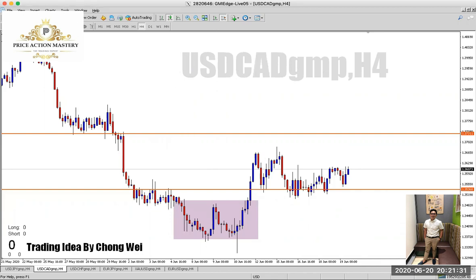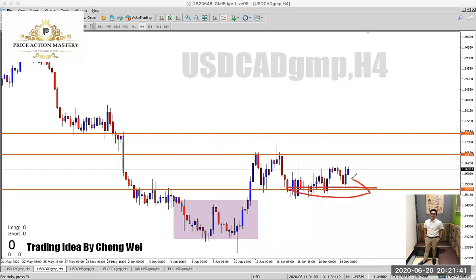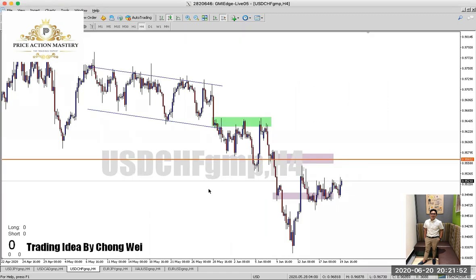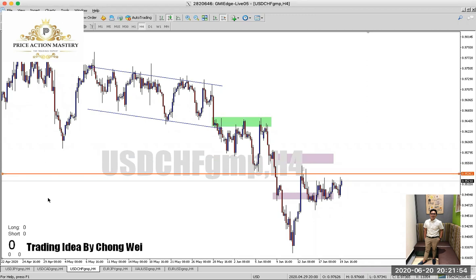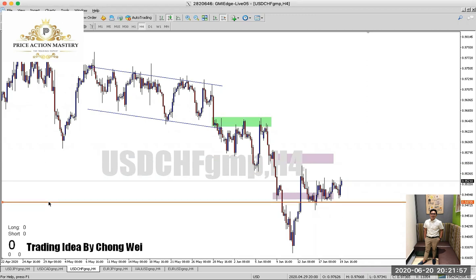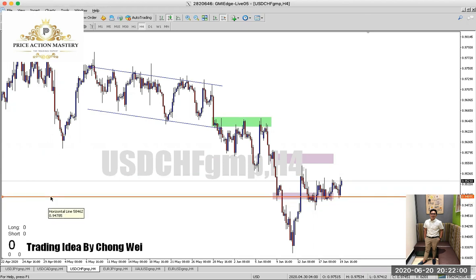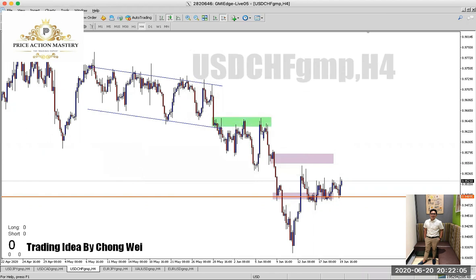So USD CAD is seeing an advance. Of course the first level is going to be this resistance. If I want to become a buyer, here will be my favor. So USD CHF, same thing. This level will be my favor. This is my key line. So this level will be my favor to become a buyer. And of course the first TP area will be here, at resistance.